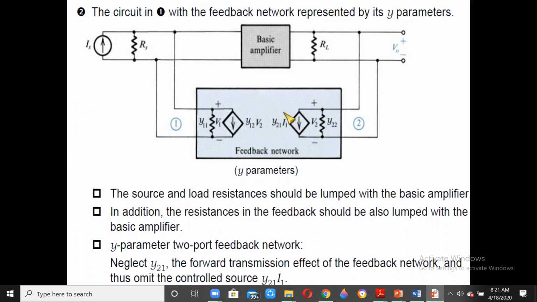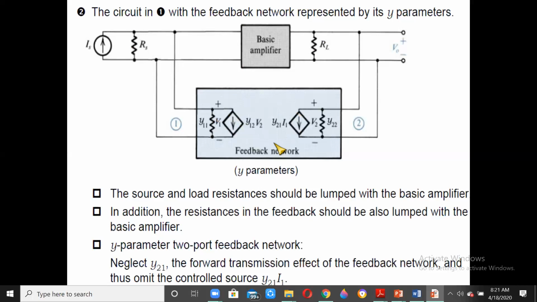This is not I1 definitely. This should have been V1. Because Y11, Y12, Y21, Y22, all these are admittances, right? So when we talk that this is a current source, this should have been V1. That doesn't matter because we are neglecting it anyway. Now what we do is Y11 we lump with RS, or rather with the amplifier. Y22 also we lump with the amplifier, that is we put it in parallel with the basic amplifier, and Y21 we will neglect.